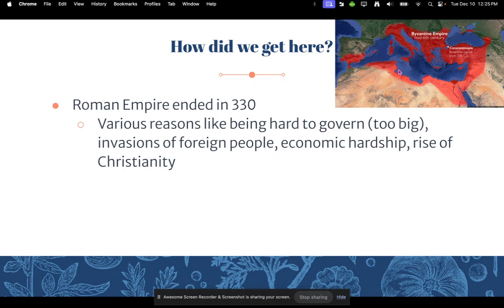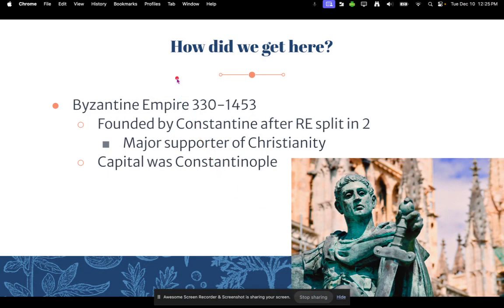Also invasions of foreign people, specifically up here where modern day Germany is. They like to come and attack the Romans. Economic hardships, and the rise of Christianity.